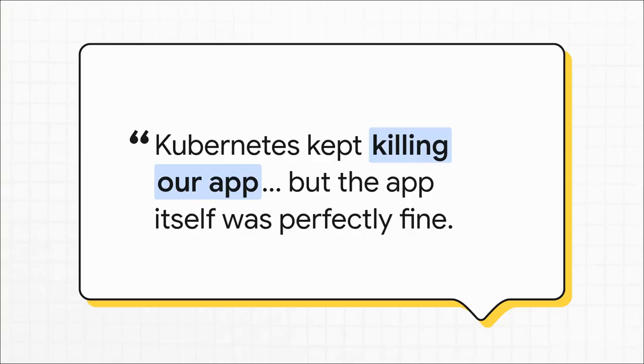The on-call engineer gets an alert, they spin up a war room, everyone's looking at red dashboards, Kubernetes is just killing their pods over and over and over. So they dive into the application logs and there's nothing wrong. The app is starting up perfectly fine. So what on earth is going on?